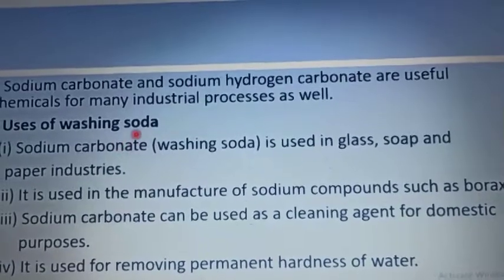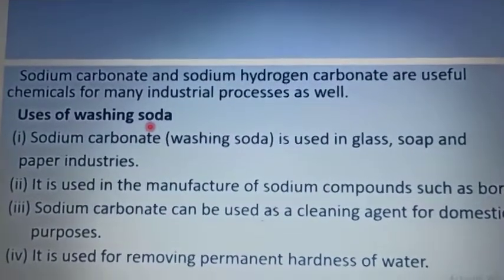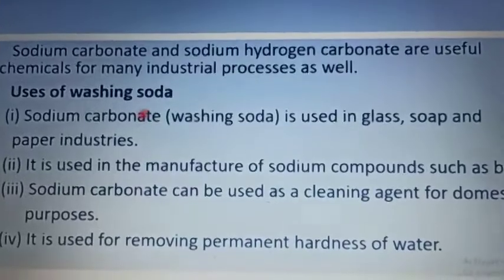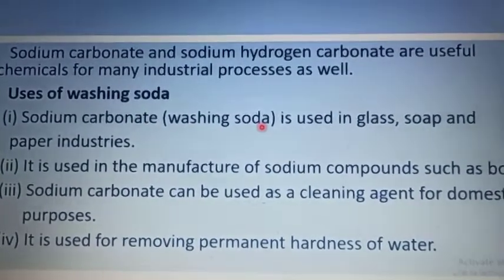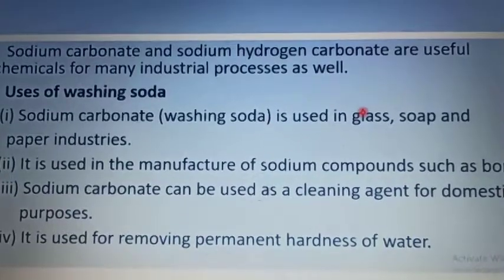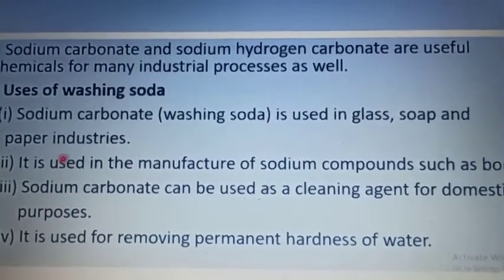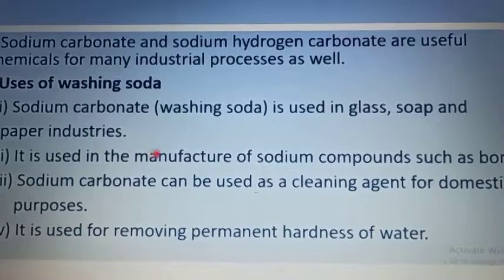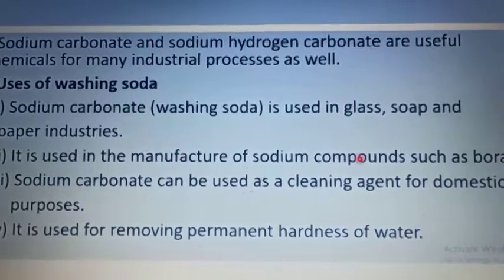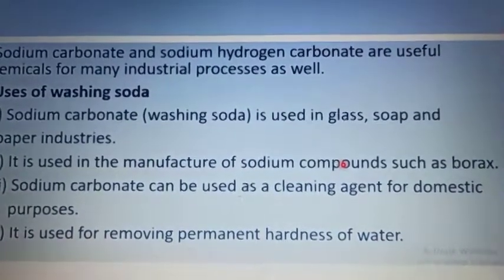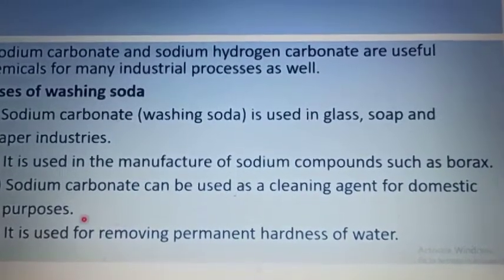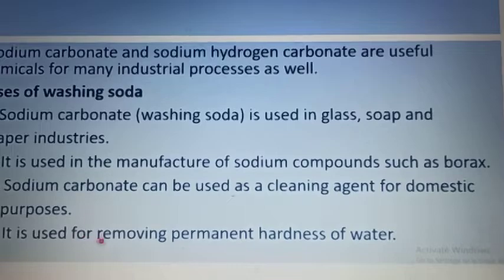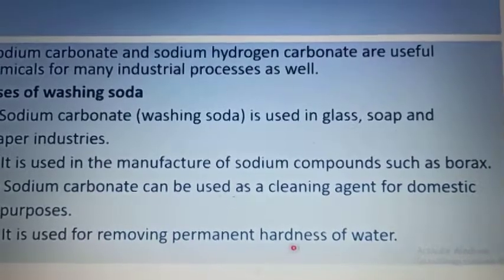What are the uses of washing soda? Number one, sodium carbonate, that is washing soda, is used in glass, soap and paper industries. It is also used in the manufacture of sodium compounds such as borax, and it can be used as a cleaning agent for domestic purposes, and it is also used for removing the permanent hardness of water.